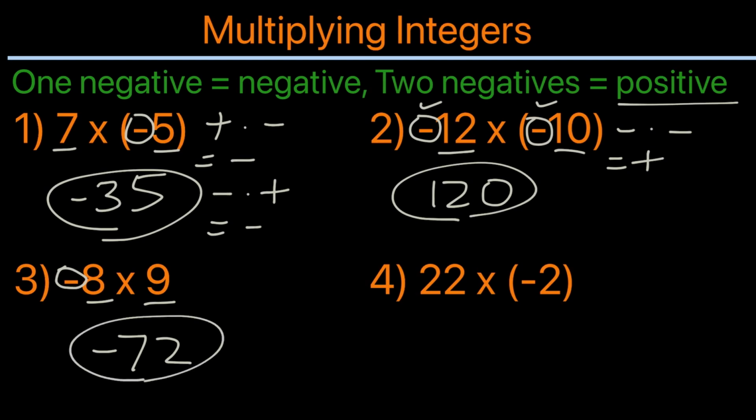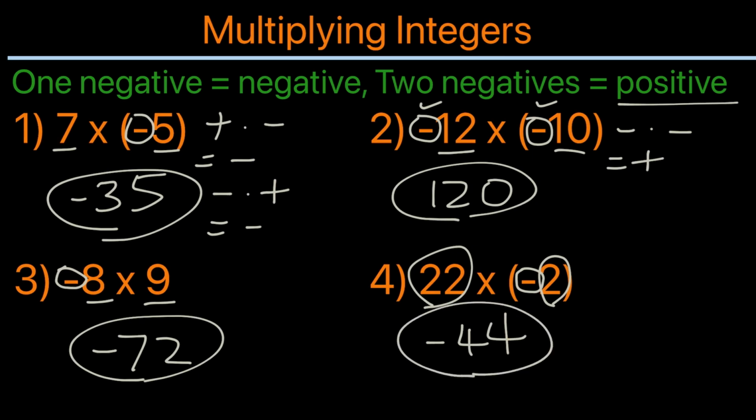Now for the fourth example, we have 22 times negative 2. Again, only one negative, so we can place a negative first. Then we take the 22 times the 2. That gives us 44. And so the answer is negative 44.